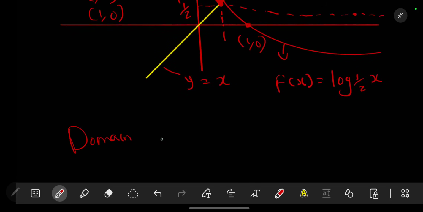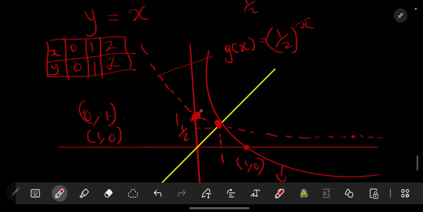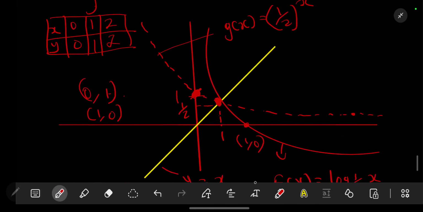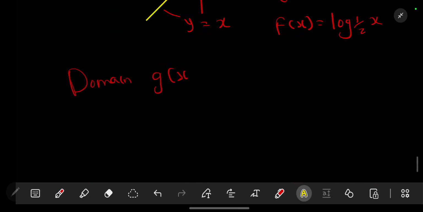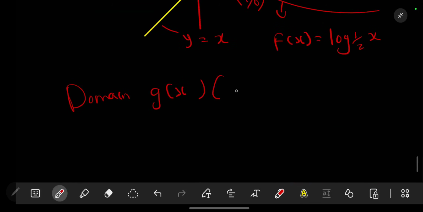So the domain of your g of x, remember, is this exponential. As you can see, domain shows you the x coordinates. So it is going this side throughout, increasing to positive infinity. At the same time, it is also going the other side. So it is having all the values of x. So the domain are all x values, so the domain will be equal to negative infinity to positive infinity.